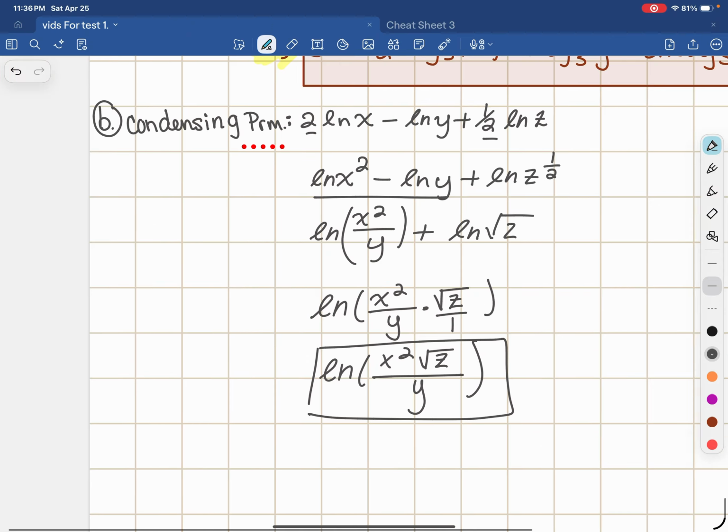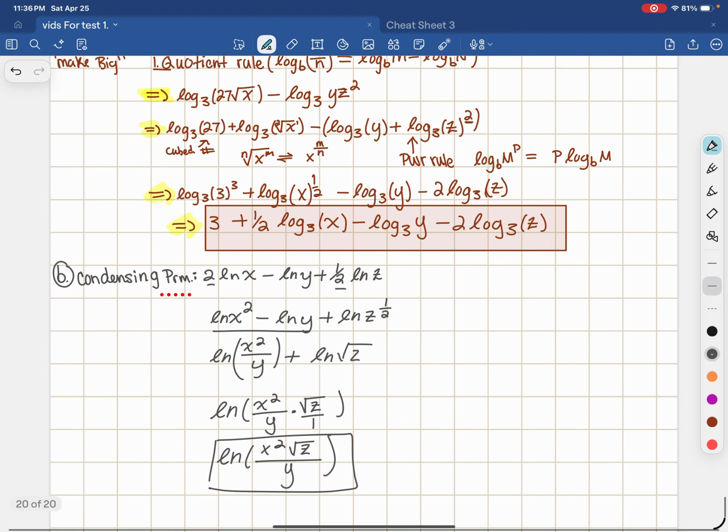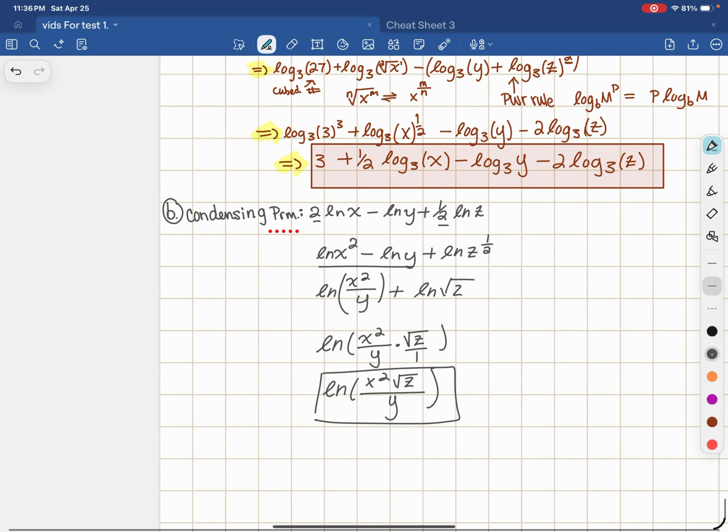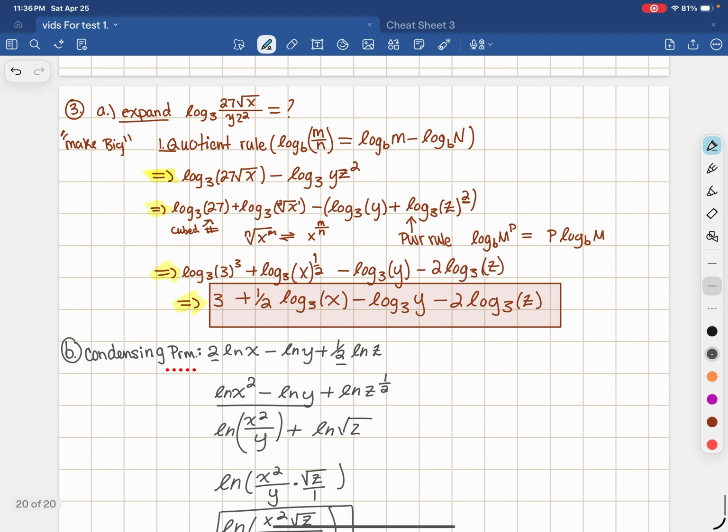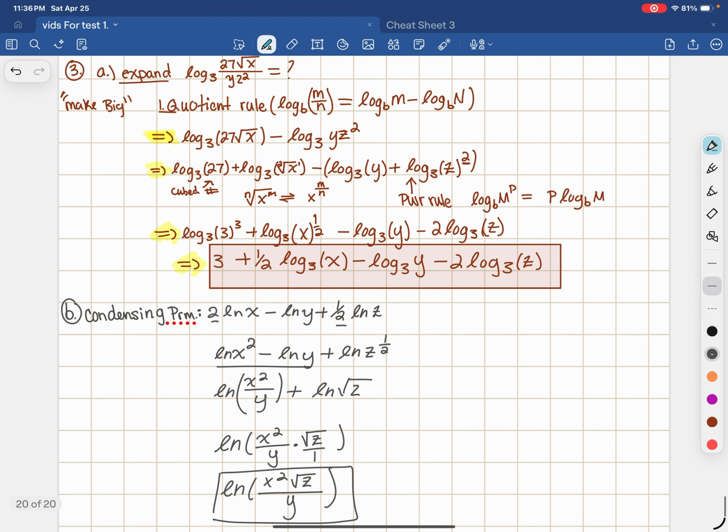You can do it multiple ways. The other way wasn't wrong either. It just depends on what you want to do and what properties you want to use. But this is a condensing problem and an expanding problem. Know your rules and you should be good.